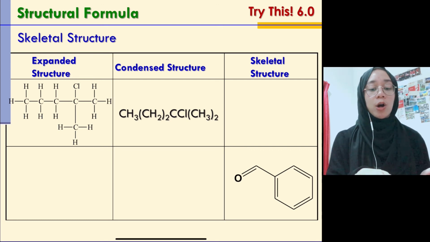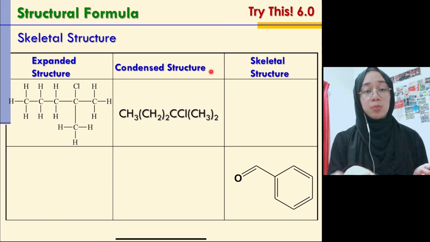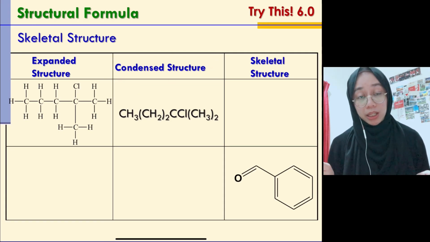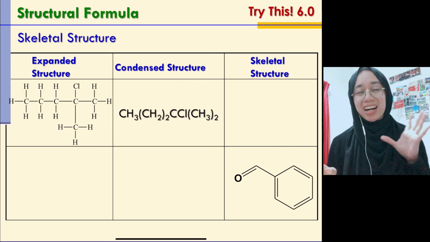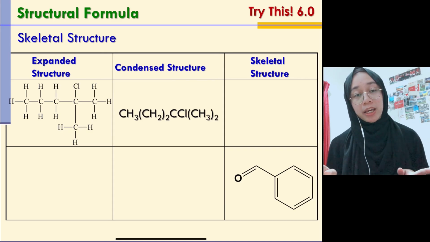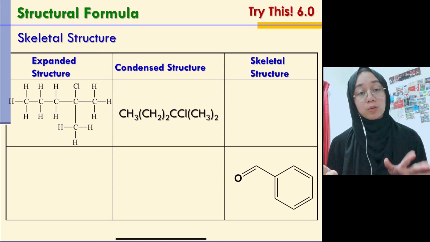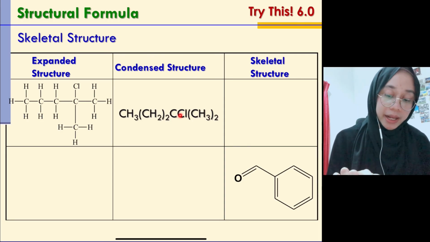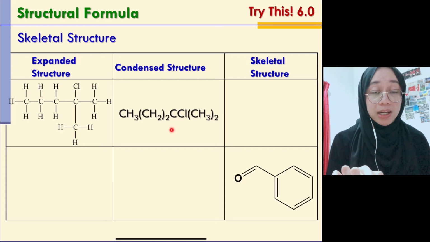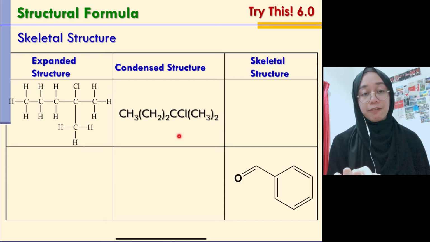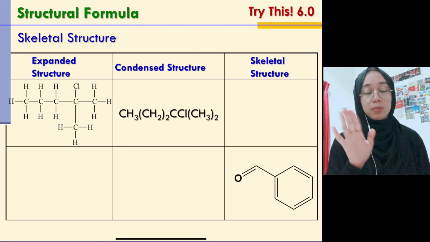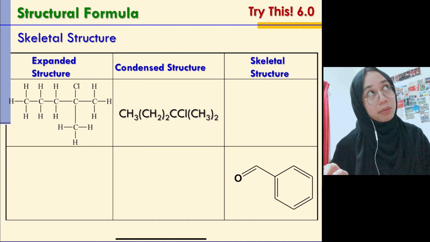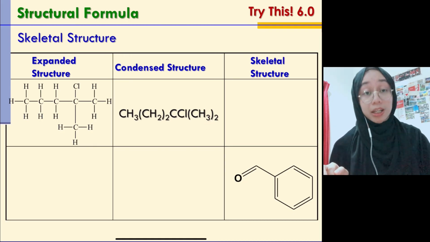And then kita ada condensed structure pula. Condensed structure pula kita omit the bonds. Okay, kita tak tunjuk pun bonds tu. Adalah certain things yang kita tunjuk. Okay, tapi usually kita tak tunjuk pun. So for example, let's say ambil ni kan. Okay, so Cl ni. Kalau kamu nak tunjuk garis ke bawah Cl, then that is totally fine. Tapi benda-benda lain tu sebenarnya kamu tak tunjuk pun the bonds. Tapi bonds yang macam double bond, triple bond, kena tunjuk.